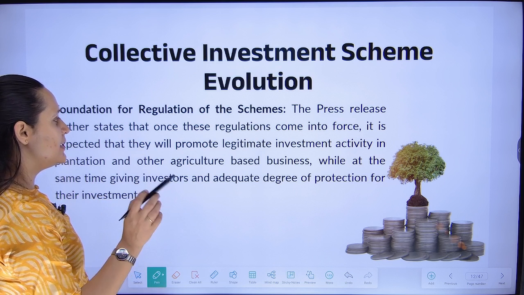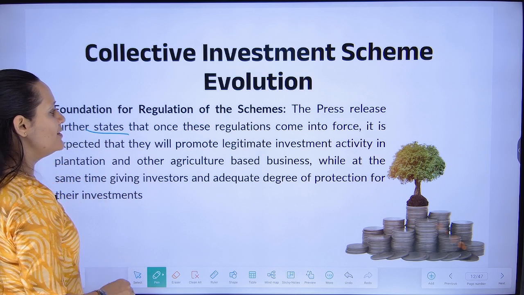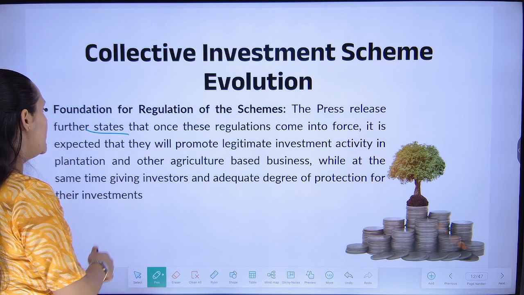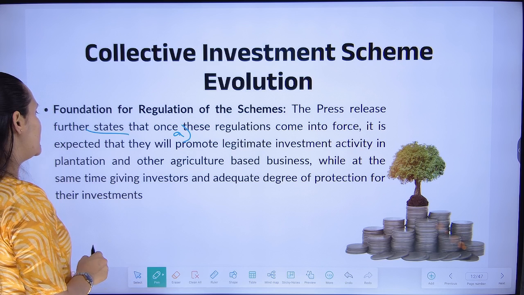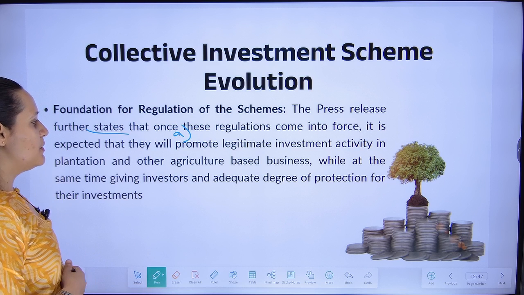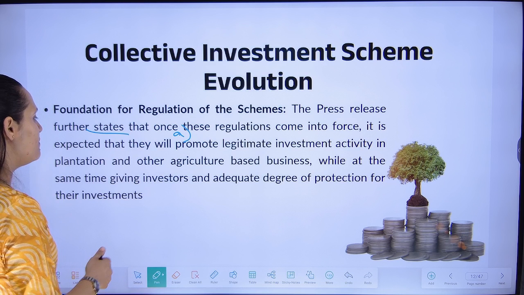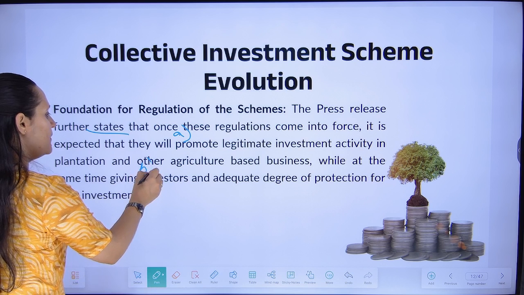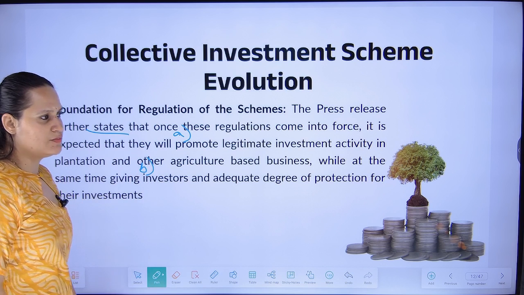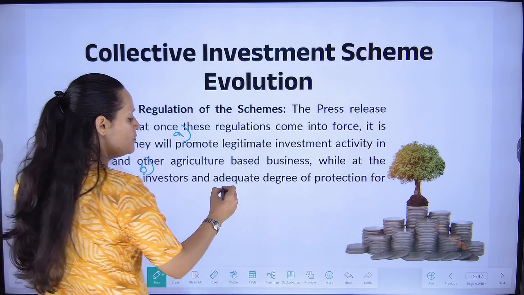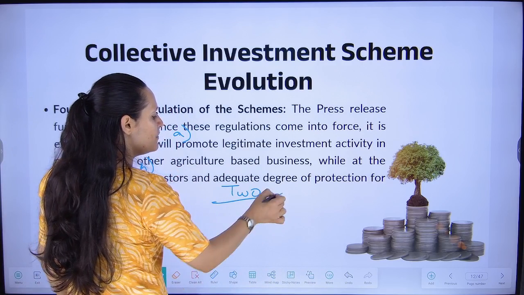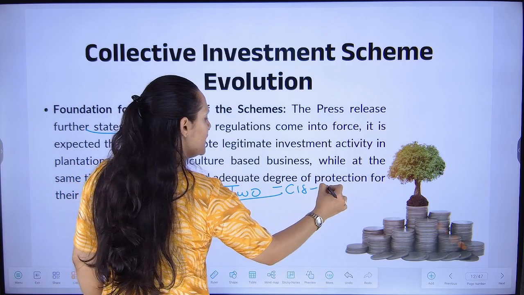The press release further stated that once these regulations come into force, it is expected that they will promote legitimate investment activity in the plantation and other agricultural-based business, while at the same time giving investors proper protection of their investment. Same thing we studied in the previous slide. It was dual. Two motives, two objectives were there behind bringing into existence the CIS regulations.